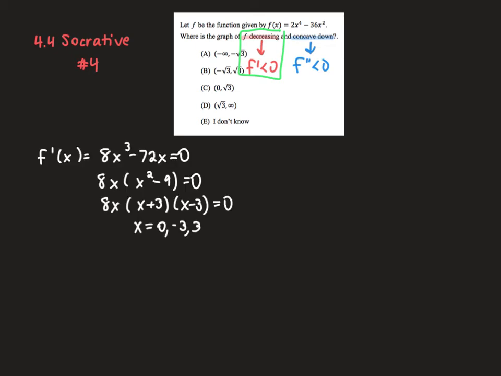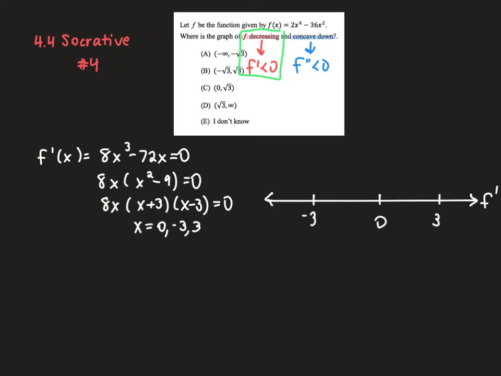Here is my process for finding those numbers that go on my sign chart. Here's my first derivative. Set that equal to 0. That's how I get the numbers to go on my sign chart. Factor out my 8x. I'm left with x squared minus 9, which is the difference of two squares, x plus 3 and x minus 3. Gives me three numbers for my sign chart, 0, -3, and 3.